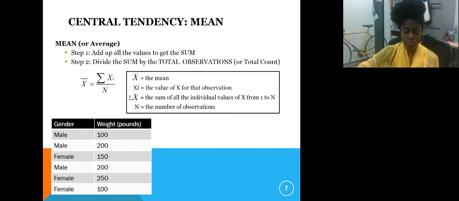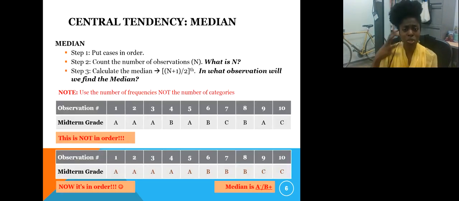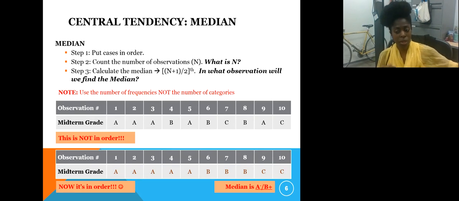Okay? This is really important because once we start looking at it, it sounds very basic, but I promise you, I've seen this for 5 years now, where people use the categories and not the frequencies. So we're not going to do that, but we're going to get through how to not do that, okay?